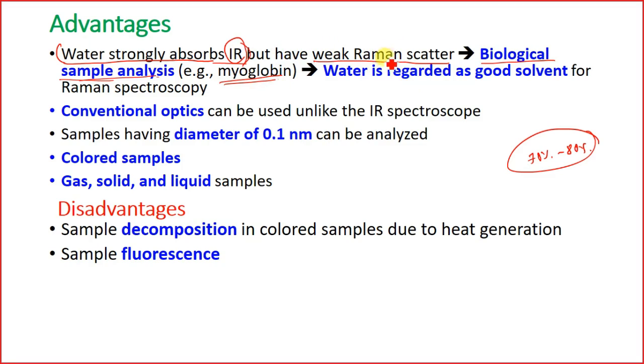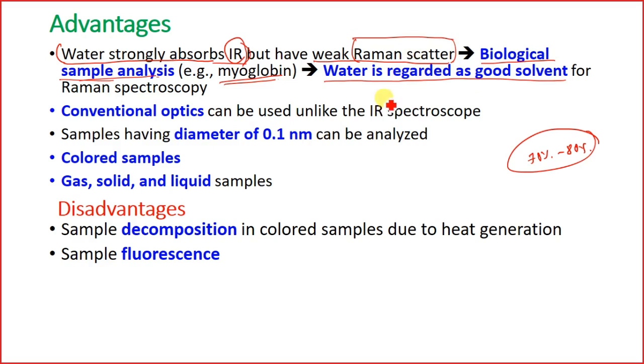Since water has very weak Raman scattering, water is regarded as a good solvent for many analytes if you want to do Raman spectroscopy. Most of the analytes which we use in our day-to-day activities are mostly soluble in water, especially all the biological samples, and hence Raman spectroscopy plays an important role there.